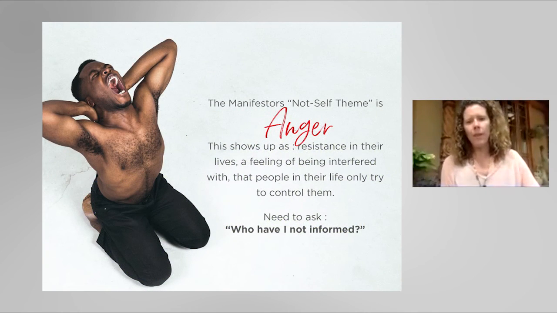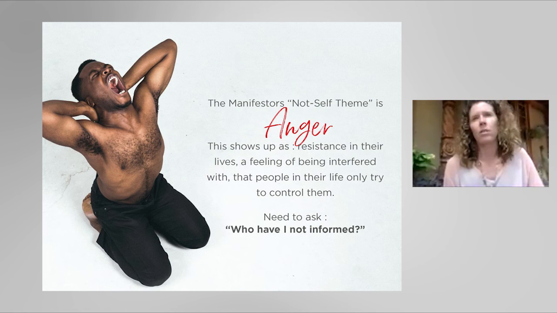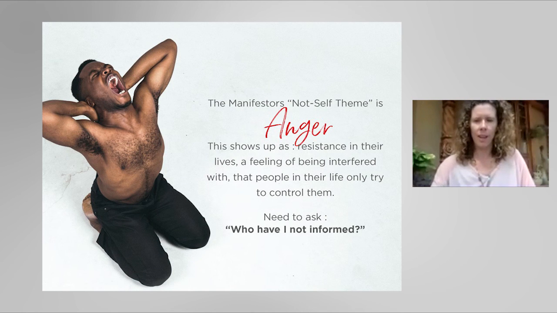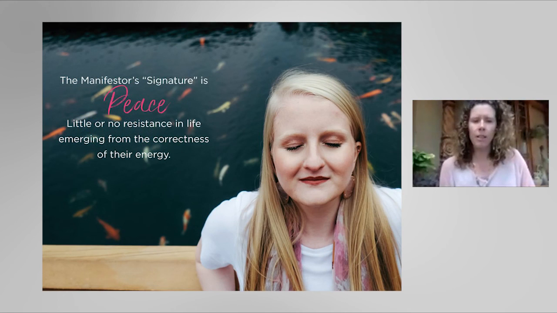The manifestor not-self, or the unhealthy expression of the manifestor, is anger, where they feel they're being interfered with and that others are trying to control them. They're experiencing those waves of resistance from their environment. And the question is, who have I not informed? What the manifestor is really here for is peace. This idea of moving through their life without resistance, and simply parting the seas and going where they're going.